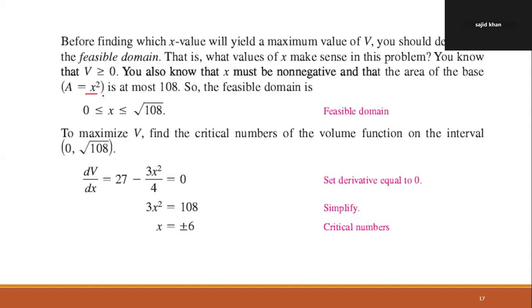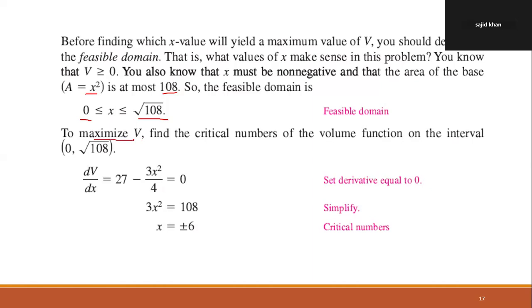So overall, the area of our sheet is 108. So x square must be less than or equal to 108, because if there is no height of that sheet, the base has a maximum area of 108. So ultimately x has the range from 0 to square root of 108. It is basically the feasible domain.